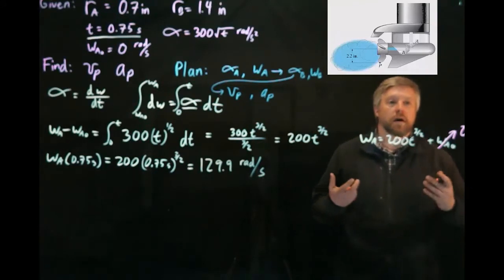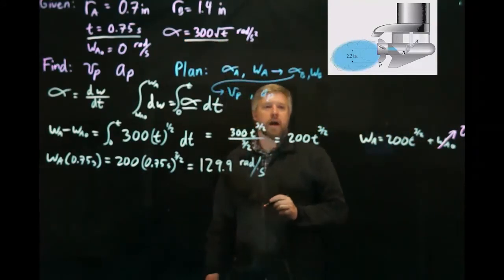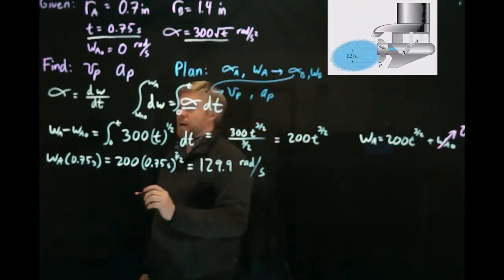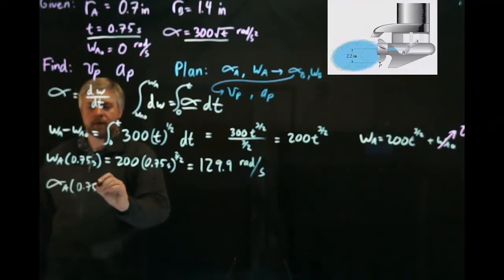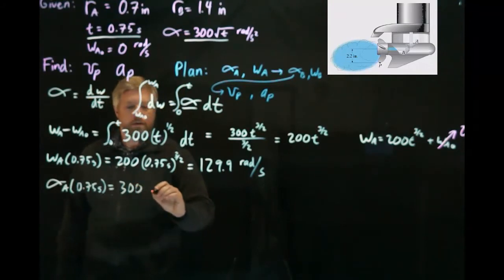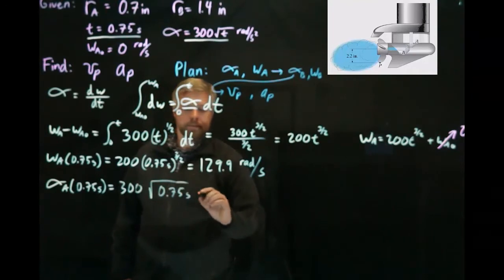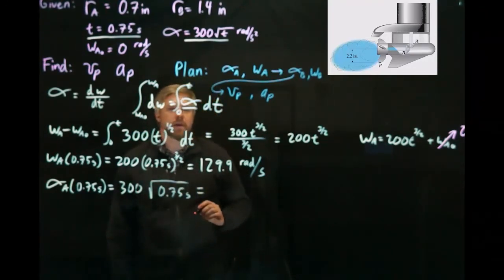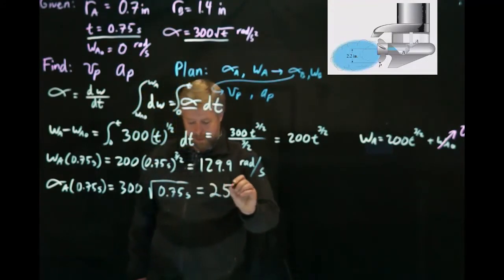We also need our alpha A. Luckily, we have an equation for alpha A. We can just plug our t into that, and we'll end up with our alpha A. So our alpha A at 0.75 seconds is going to be equal to 300 times the square root of 0.75 seconds. To do that math, that ends up being 259.81.